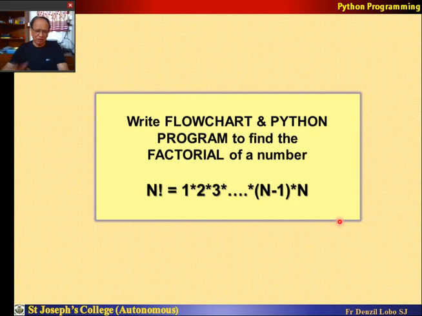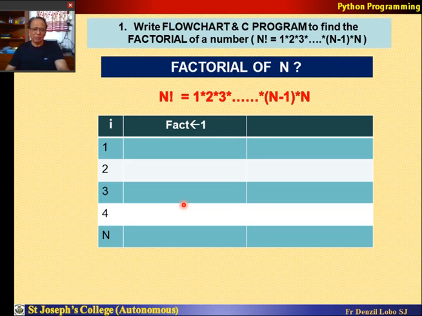In this session, we are going to do a problem, that is to find out the factorial of a number. As you notice here, n factorial is equal to 1 into 2 into 3, and so on, up to n minus 1 into n. Suppose it is 5 factorial: 1 into 2 into 3 into 4 into 5. That is what a factorial is. Now the question is, how are you going to find the factorial of a given number? We will work out the algorithm, write the flowchart, and write the Python program.